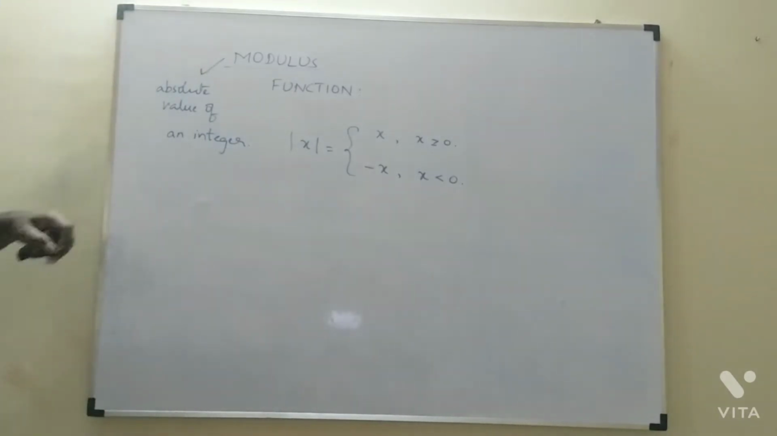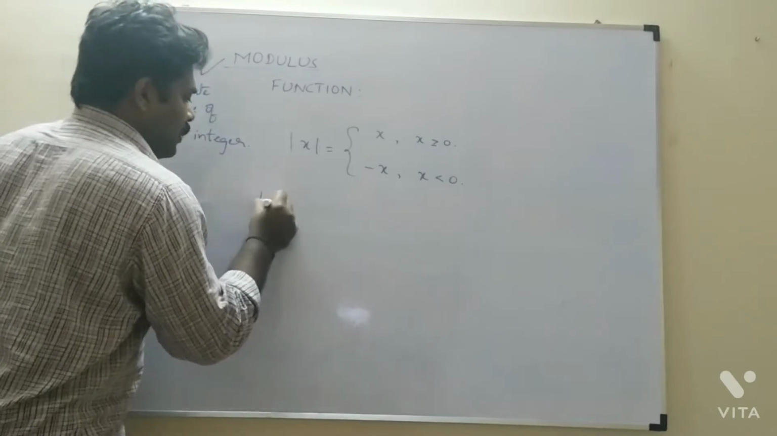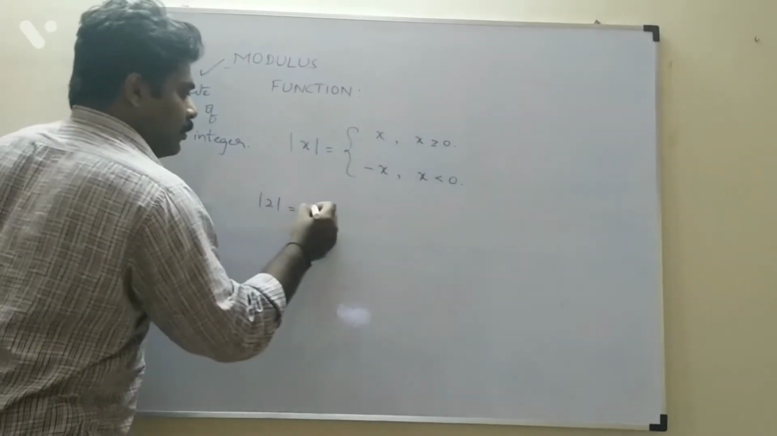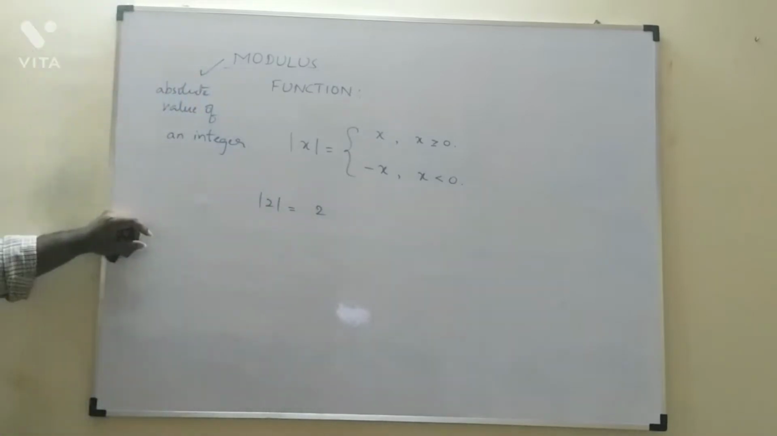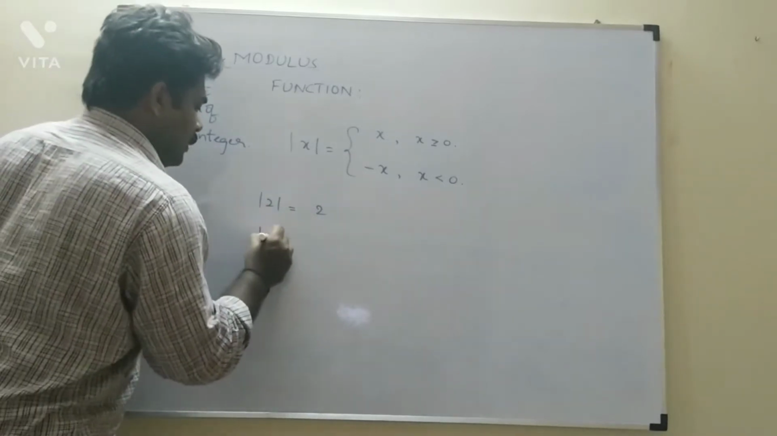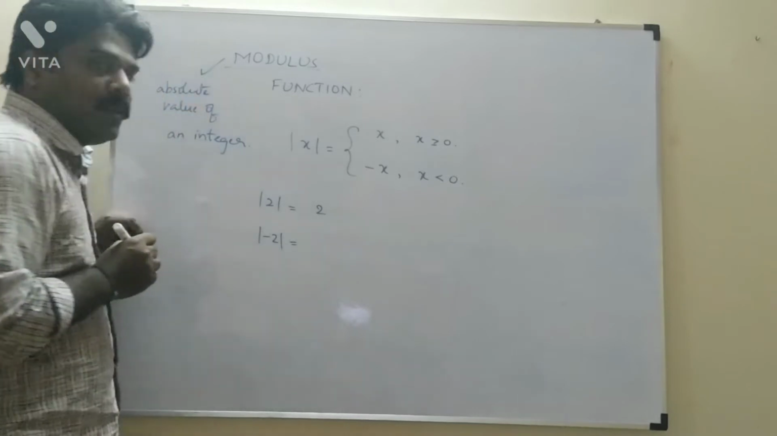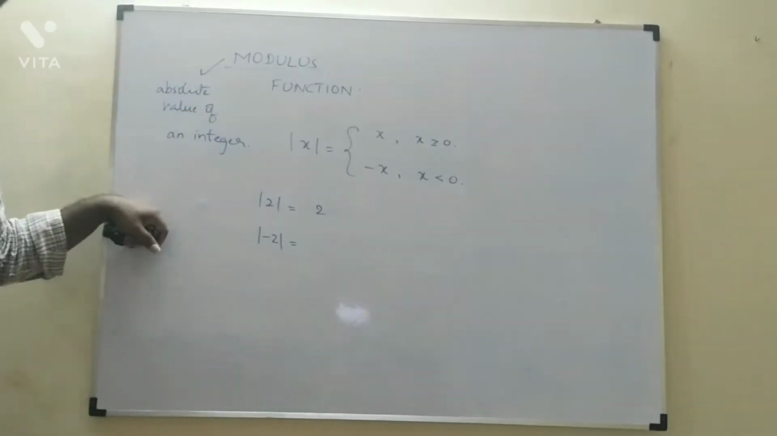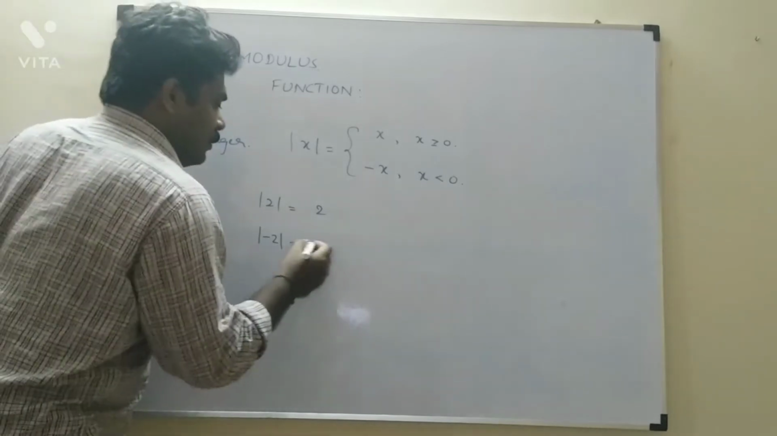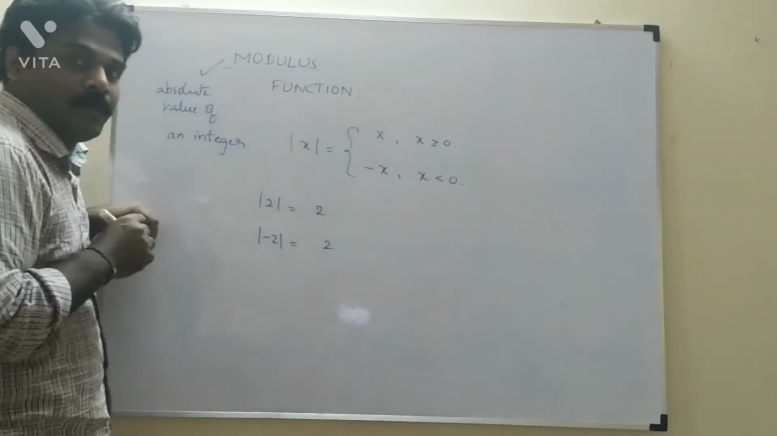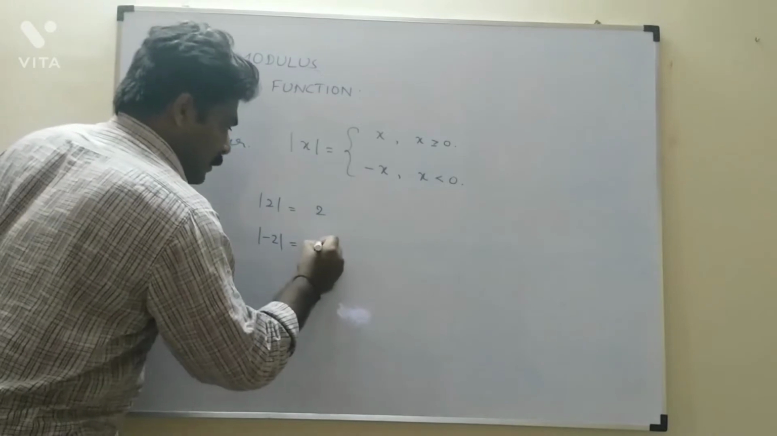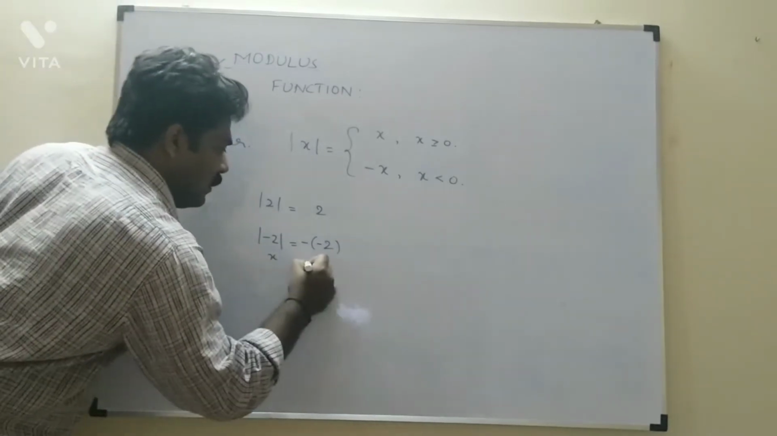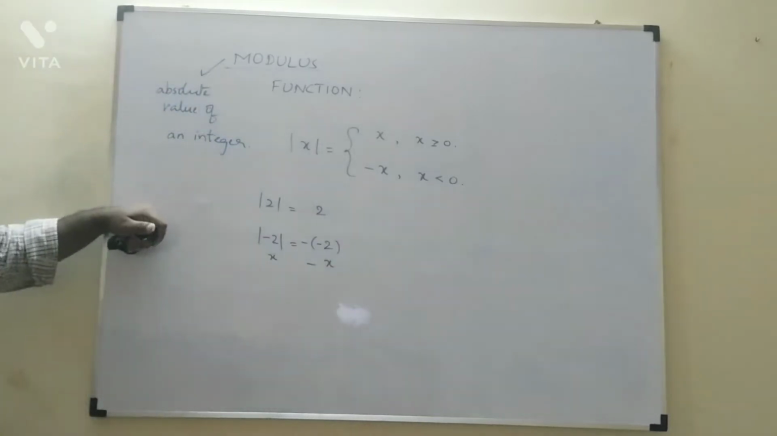So take an example, let us say modulus of 2. Modulus of 2, it is greater than 0, so it would give me 2. And let us say modulus of minus 2. Here I am supposed to consider only the absolute value. So the absolute value is 2. That is nothing but minus x. Right? So here this is my x and my output is minus x.